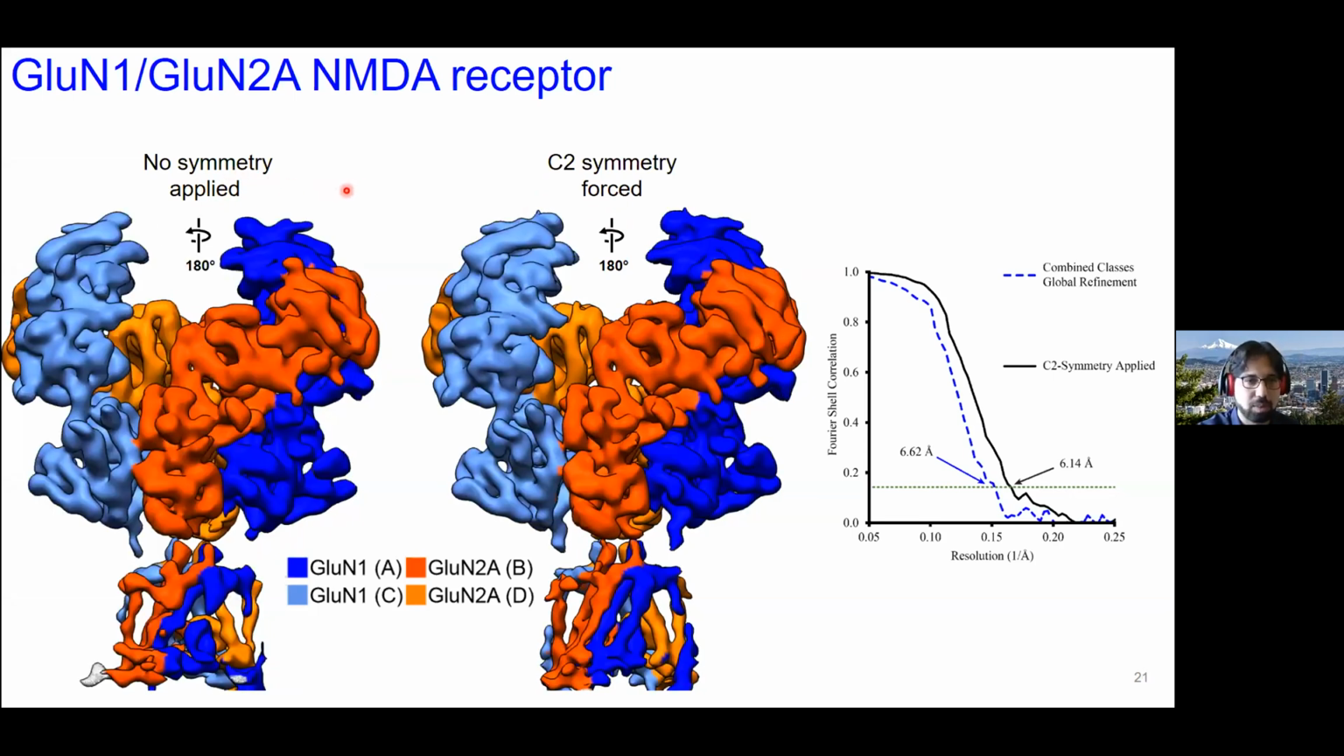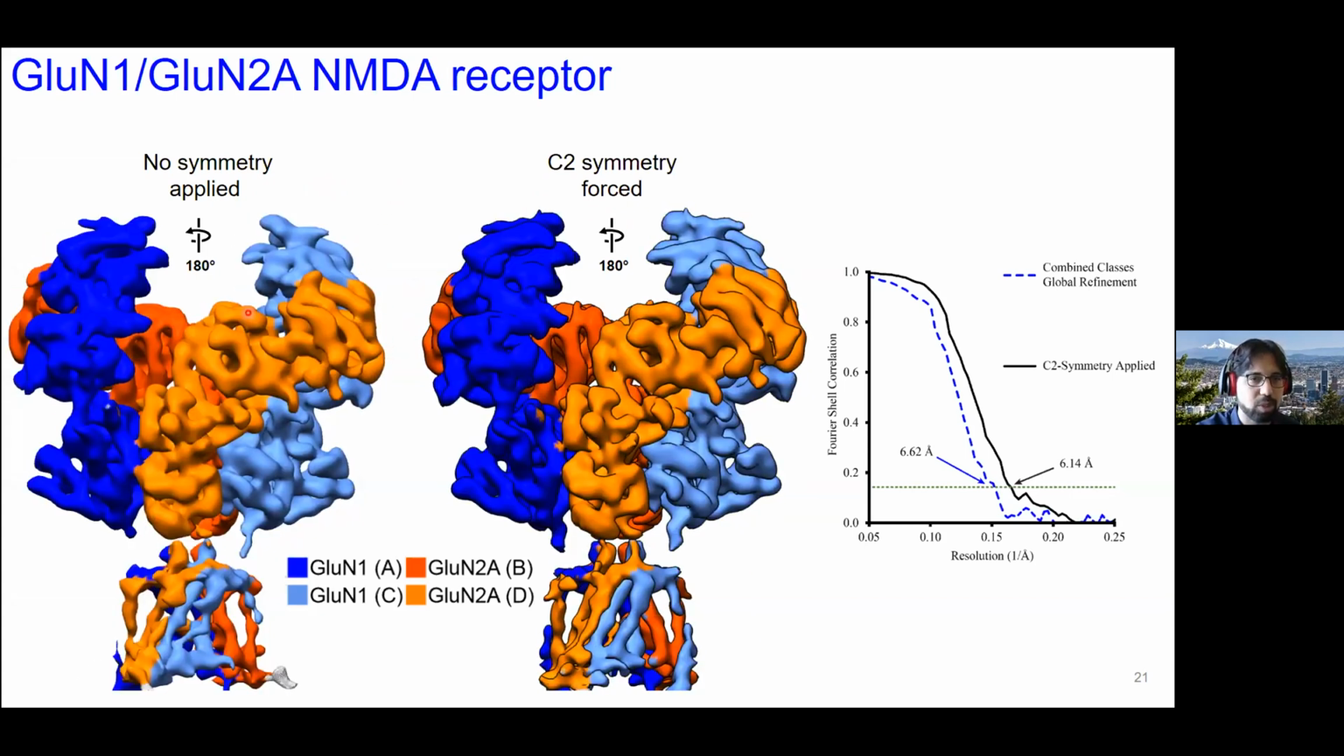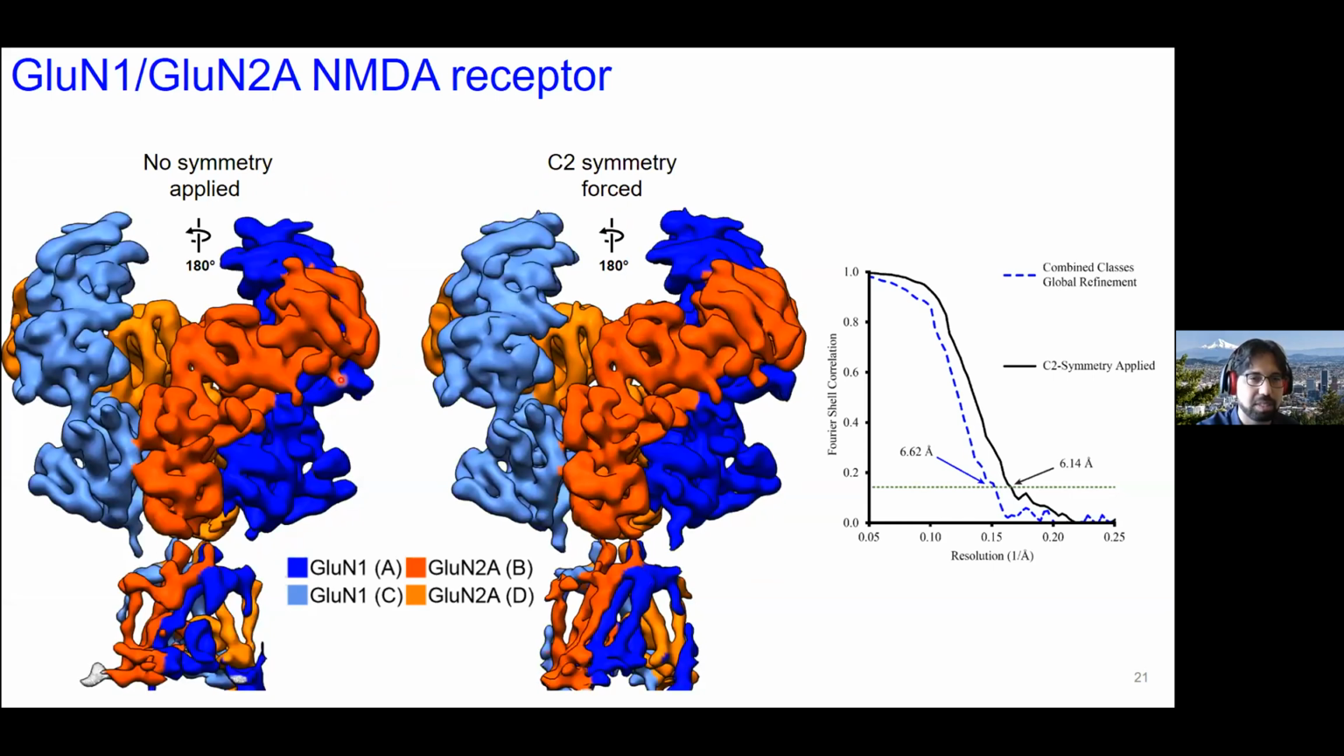Well, let's rotate it around the central axis. And now you can see that it doesn't look identical. Especially at the amino terminal domain, you see that the receptor is doing this funny little dance where one GluN2 subunit seems to be higher than the other GluN2 subunit with respect to its LBD.